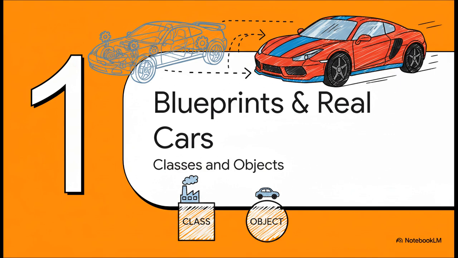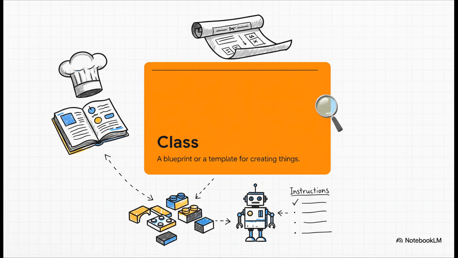Well, we're going to start by talking about cars. More specifically, the difference between the plan for a car and an actual car you can drive. This one idea, this is the absolute foundation of everything in OOP. It covers the two most important building blocks, classes and objects. That's it. Seriously, that's the big secret.